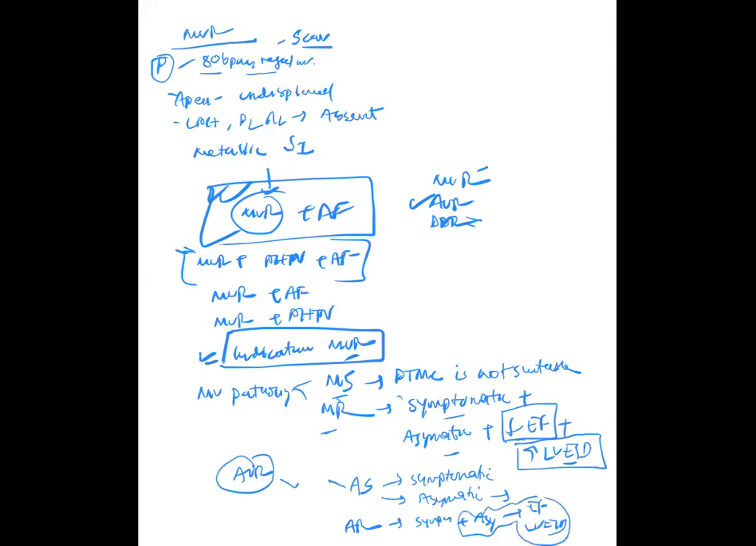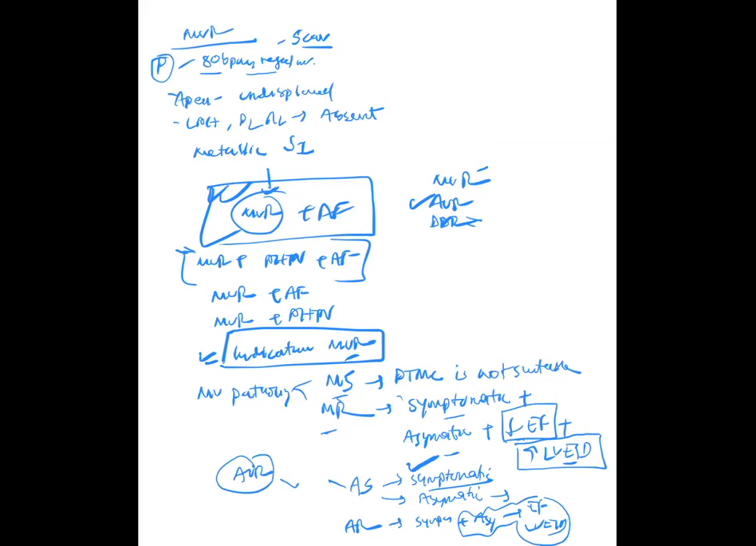So here, symptomatic, I will do the operation. In an asymptomatic patient, I will check the other parameters. What may be the other parameters? It may be the ejection fraction, or it may be an abnormal blood pressure response during exercise. It may be some ECG change.